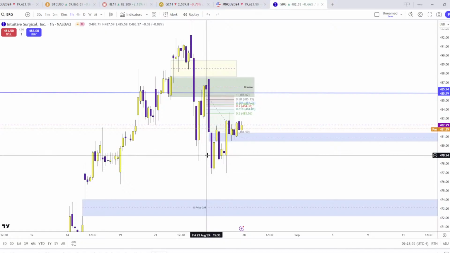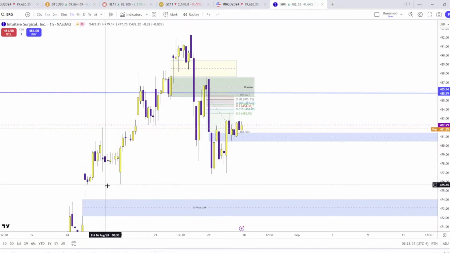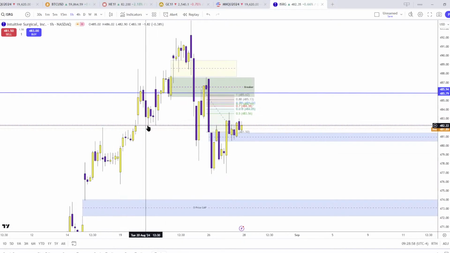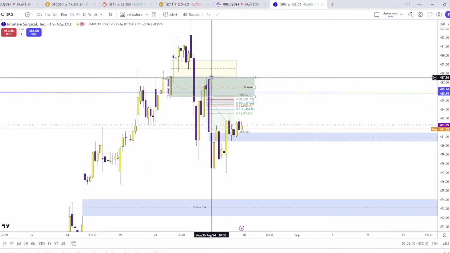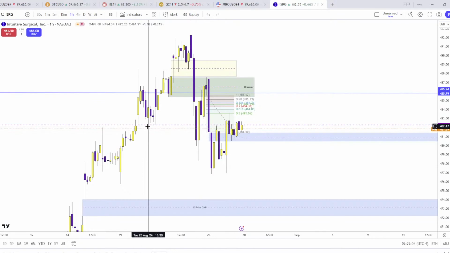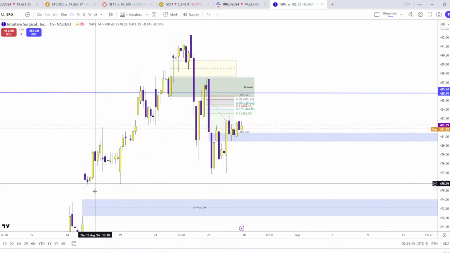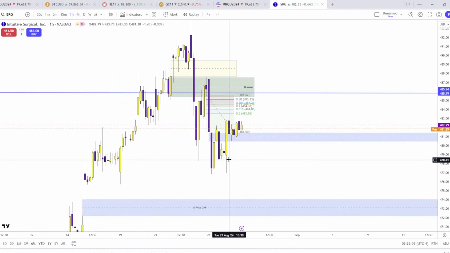And peel away. You're looking for relative equal lows here. We've took out these equal lows. Return back into optimal trade entry. Now we're aiming for these lows and this imbalance down below us here.